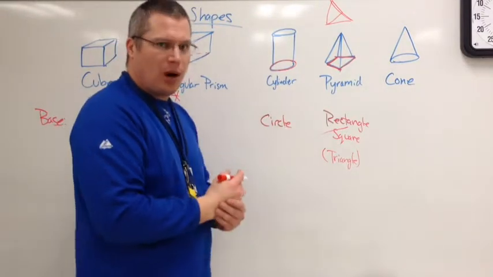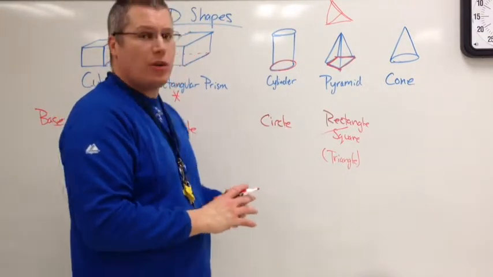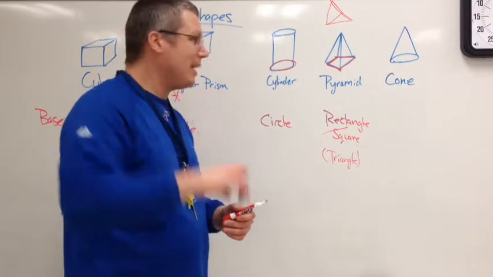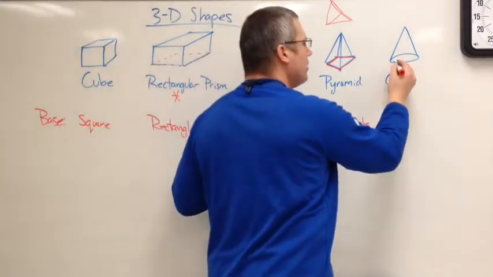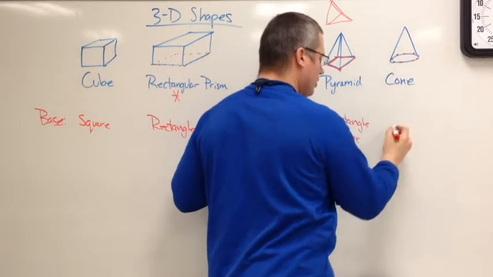The last type is a cone. So think of a snow cone. The cup that you hold it in, flip it upside down, is a cone. Look at the base of this object. What is the base? It's a circle.